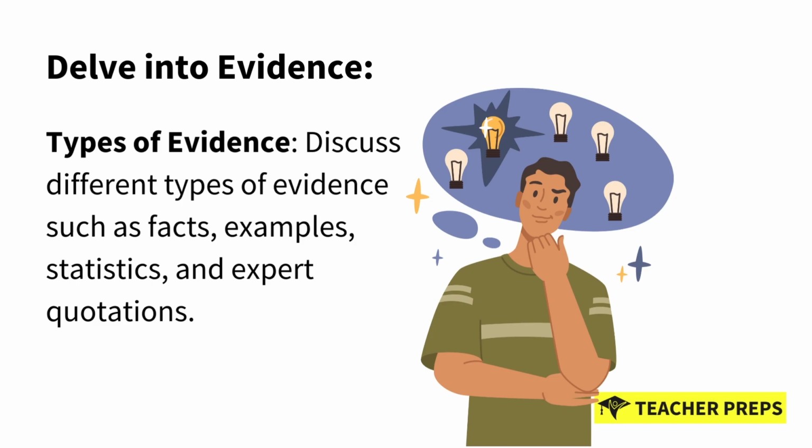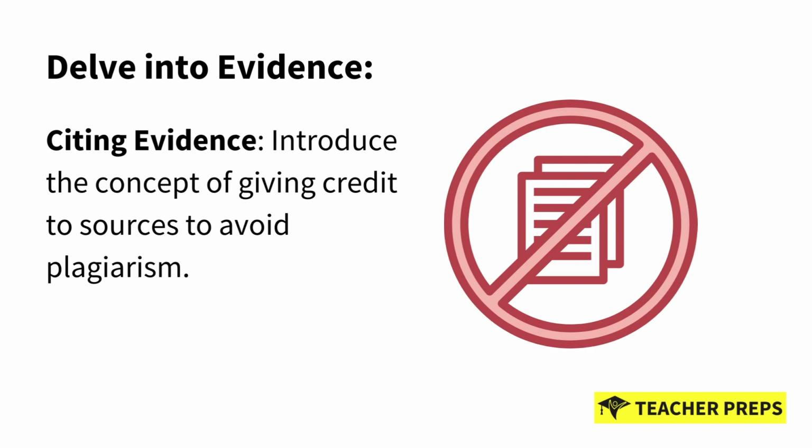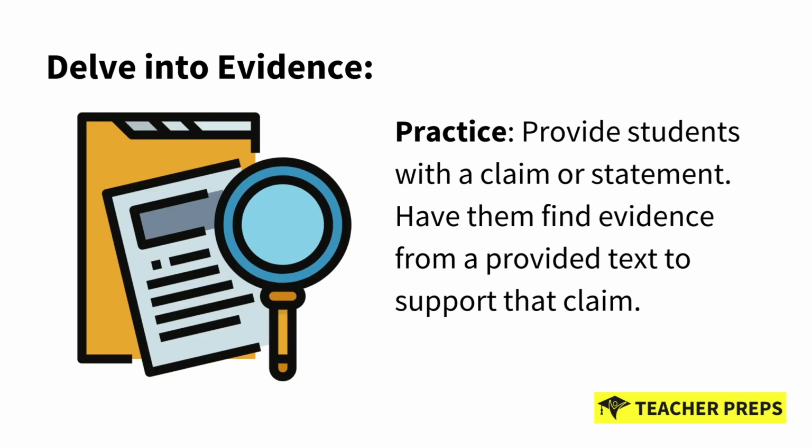Diving into the evidence. Different types of evidence that we teach our students are facts, examples, statistics, and expert quotations. Now we have reliability. We always need to teach our students to discern between strong and weak evidence. Discuss the importance of sources. Remember, we've got primary and secondary. Also, citing evidence is extremely important when doing inquiry and research. Teaching lessons on this topic will introduce the concept of giving credit to sources in order to avoid plagiarism.